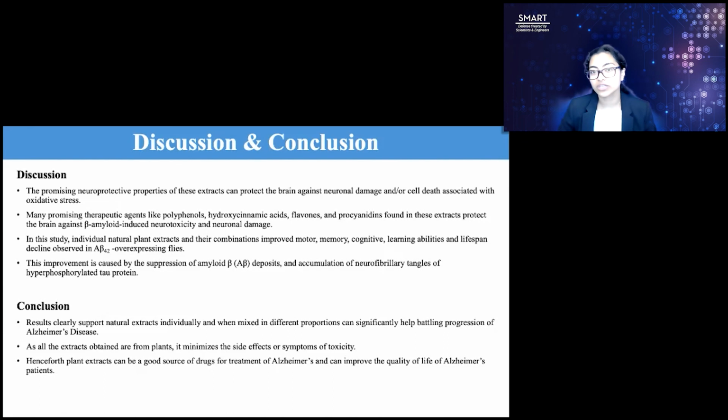Now, looking at the results of this study, the data clearly supports that plant extract combination-fed flies showed improved motor skills, memory, cognitive, learning abilities, and lifespan. And so these improvements are clearly due to protection against neuronal death by suppressing amyloid beta deposits and reducing the accumulation of neurofibrillary tangles, which thereby delays the progression of Alzheimer's disease.